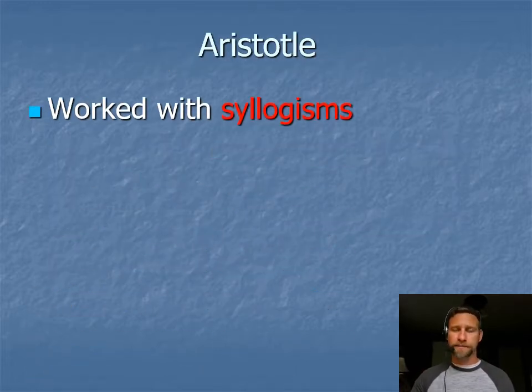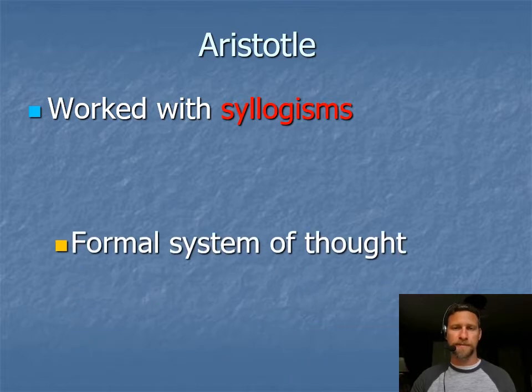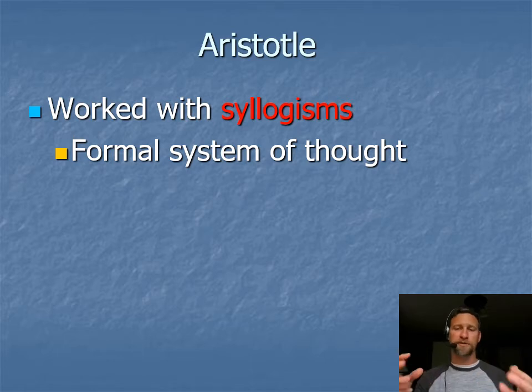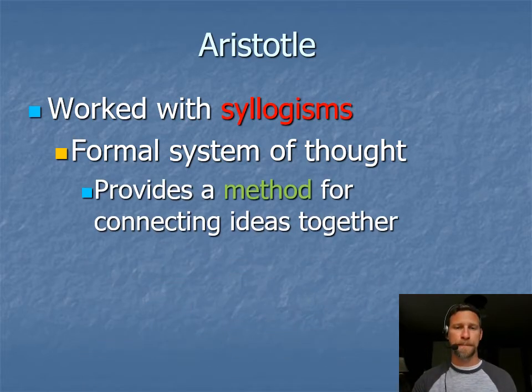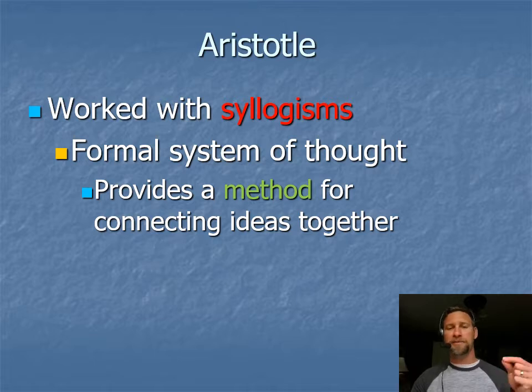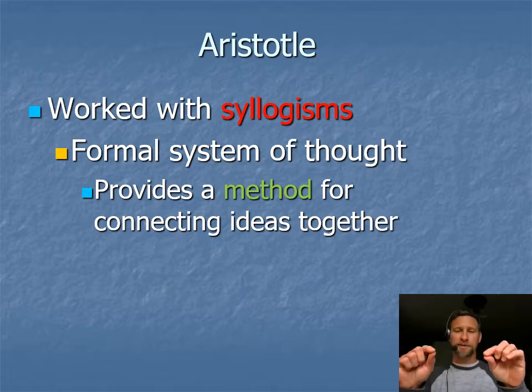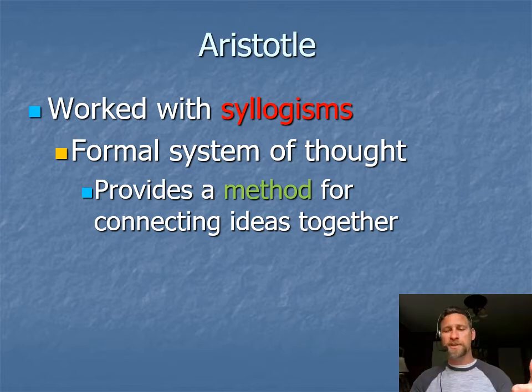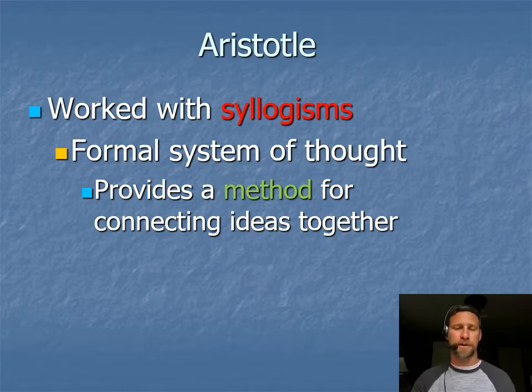Now, Aristotle worked with this very specific method of demonstrating logic, which he called syllogisms. And syllogisms are a formal system of thought. What that means is there's a form, an actual structure that you are to follow every time you use a syllogism. Now, a syllogism actually provides a method to connect those major ideas together, to go from one to the next to the next. If you use a syllogism, deductively, someone will be able to travel through your major ideas and follow along with you.